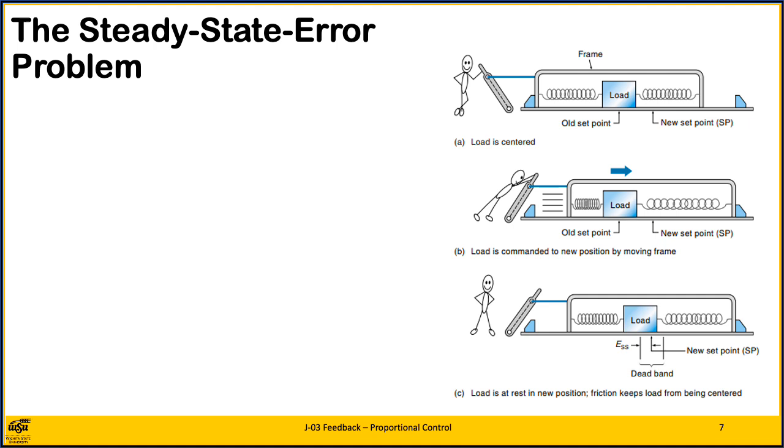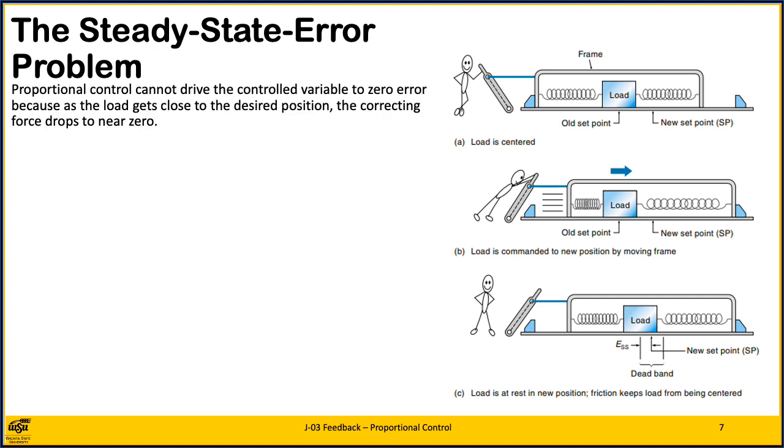Proportional control is simple, makes sense, and is the basis of most control systems. But it has one fundamental problem: a steady state error. In practical systems, proportional control cannot drive the control variable to 0 error, because as the load gets close to the desired position, the correcting force drops to near 0.